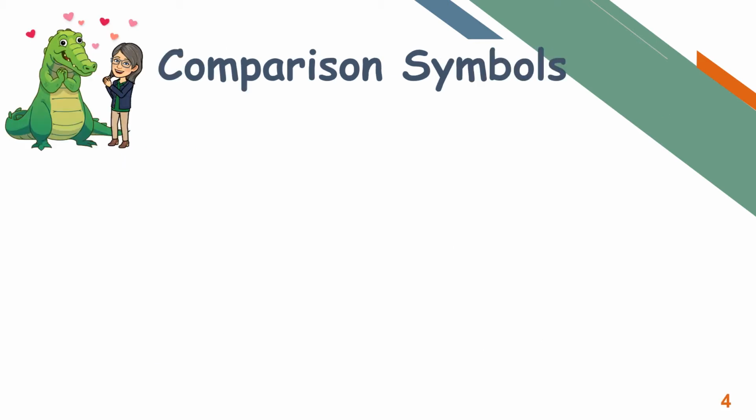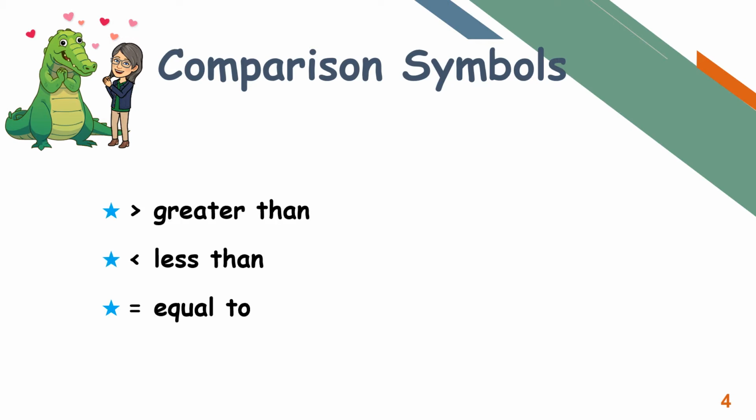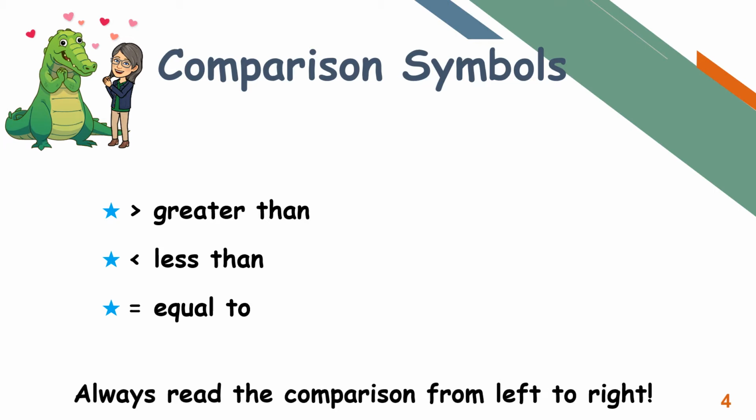When we compare fractions, we decide whether two fractions are equal to each other or whether one is greater than another. To record that in a number sentence, we use the comparison symbols for greater than, less than, and equal to. When you record a comparison between two fractions in a number sentence, it is important to read it from left to right as if you were reading a sentence. It is also important to know how to read the symbols correctly and how to record them correctly.